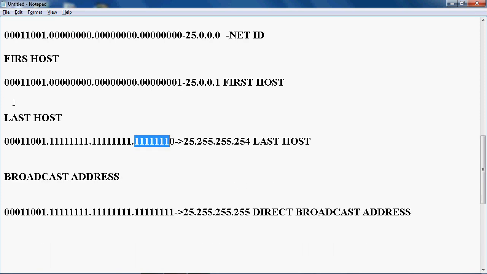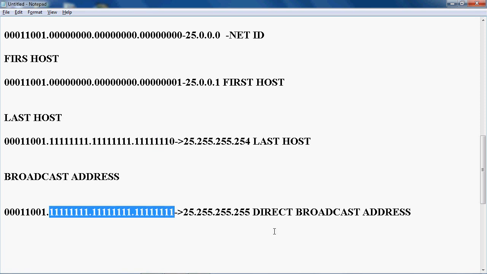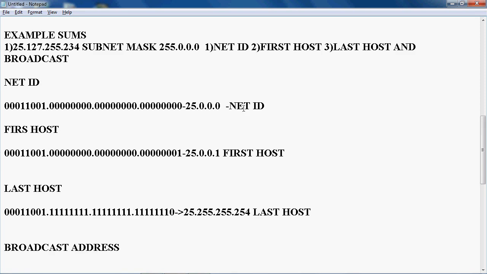Next, broadcast IP. If you want to find out the broadcast IP, all the host bits should be changed into 1, and you will get the broadcast IP. The net ID bits stay constant, so 25, and the remaining 24 bits should all be changed into 1, and we will get the broadcast IP. So this is an example sum to find out the net ID, first host, last host and broadcast.